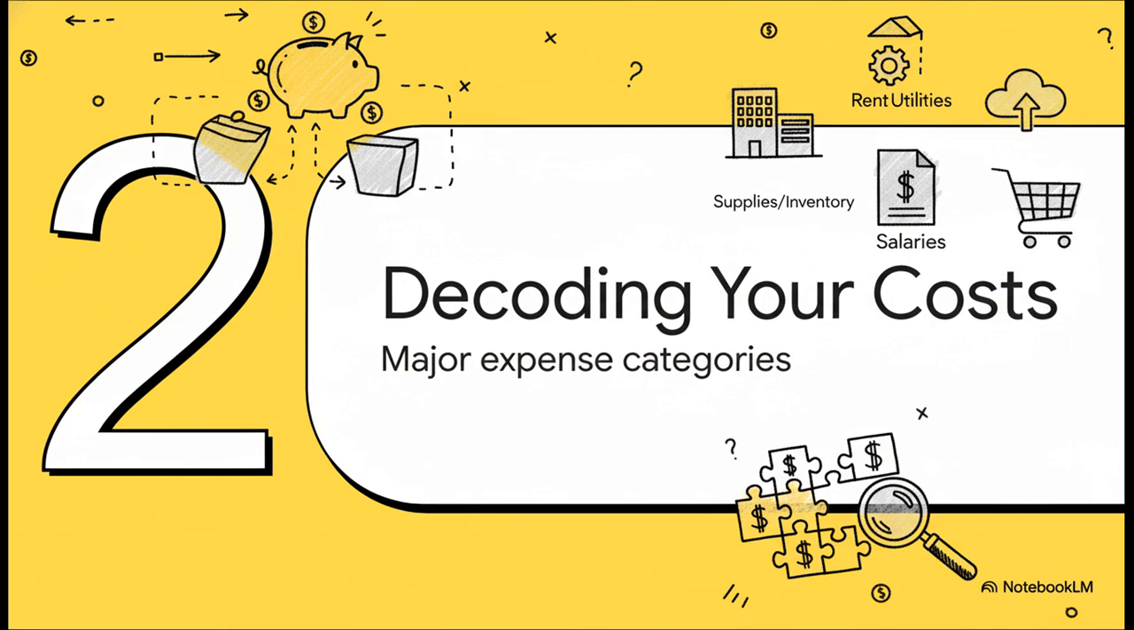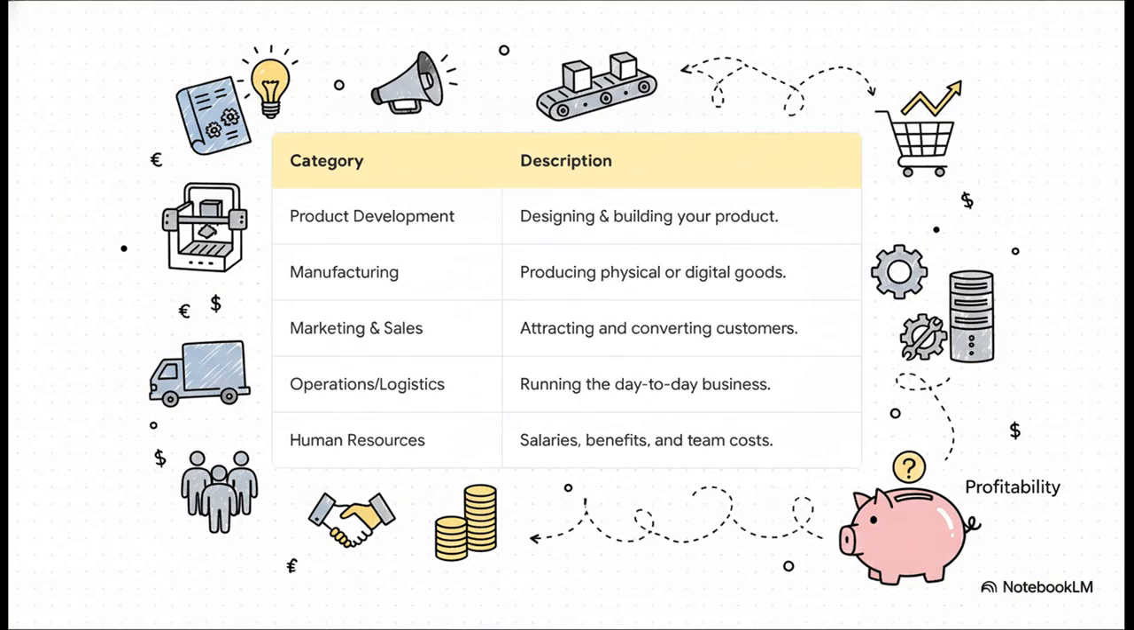Okay, so if it's a plan, how do you actually draw it up? It all starts by breaking things down into manageable pieces. To really get a grip on your costs, you have to sort them into clear, logical categories. And this framework right here is a fantastic way to think about it. You've got costs to create your product, costs to actually make it, costs to market and sell it, costs to run the daily operations, and of course, costs for your team.